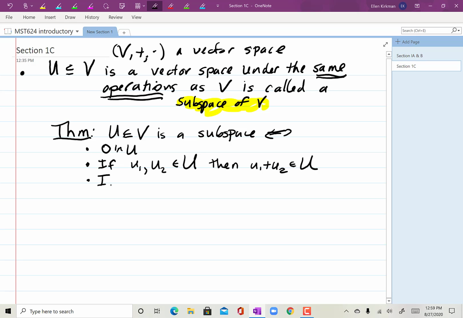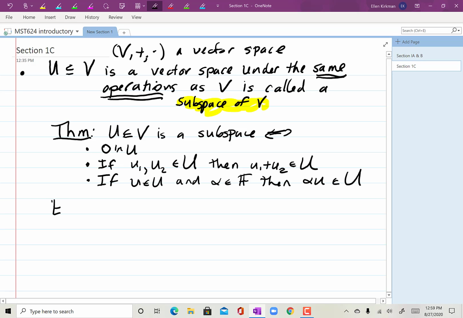So if I have u in U, and I have a scalar alpha, and remember our scalars, these are real numbers or complex numbers, then again, I know in V I can multiply it. That'll make sense in V, but I want that to be in U. Okay, so these are clearly necessary conditions. It turns out they're sufficient conditions, and we'll show that in the next class.